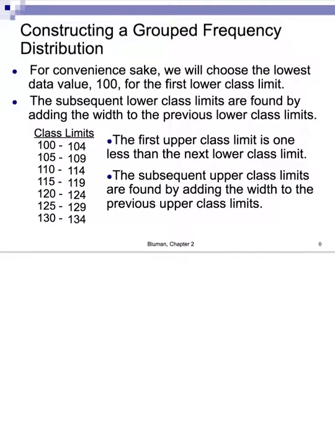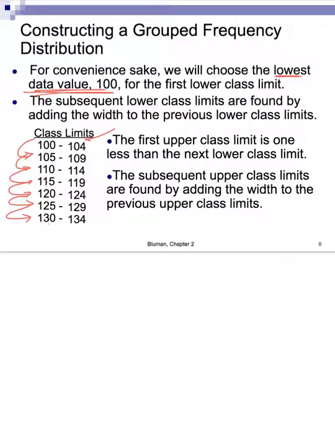Now, if you recall, class width goes from lower class limit to lower class limit. You want to start with the lowest data value. For example, 100 was our lowest data value. And I just keep on adding 5, as you can see. Now, if you remember from our rules, these must be equal in width. So all I'm going to do is add 5, add 5, add 5, as you can see.